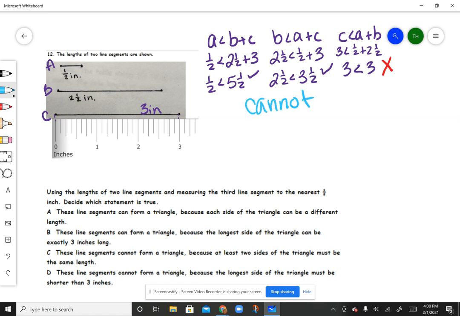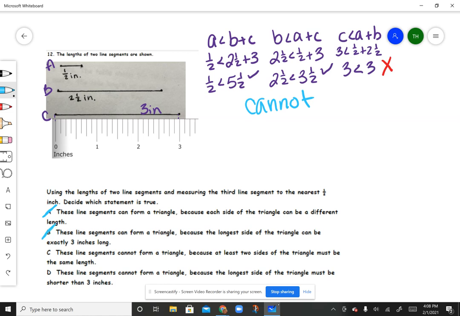Okay, so I know that this one cannot form a triangle. So I'm going to look at my answer choices. The line segments can form a triangle because each side of the triangle can be a different length. We know it can't, and the each length can be different doesn't really make a difference. These line segments can form a triangle because the longest side of the triangle can be exactly 3 inches. We just proved that wrong. Okay, 3 is not less than 3.